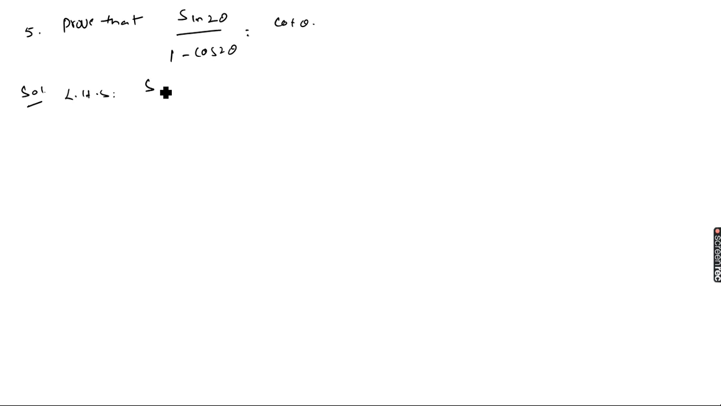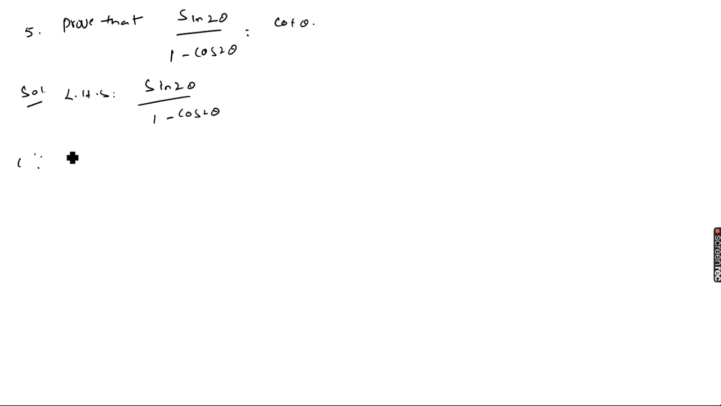And next one, that is the fifth one: prove that sin 2 theta by 1 minus cos 2 theta equal to cot theta. The solution is, the LHS, that is left hand side, is sin 2 theta by 1 minus cos 2 theta.